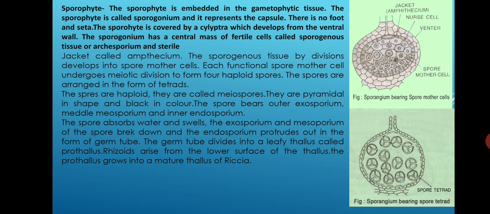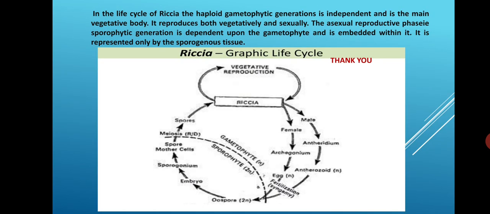The spores absorb water and swell. The exosporium and mesosporium of the spore break down and the endosporium protrudes out in the form of a germ tube. The germ tube divides into a leafy thallus called the prothallus. Rhizoids arise from the lower surface of the thallus. The prothallus grows into a mature thallus of Riccia.